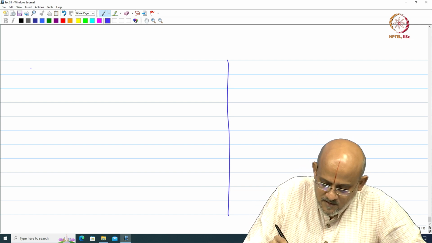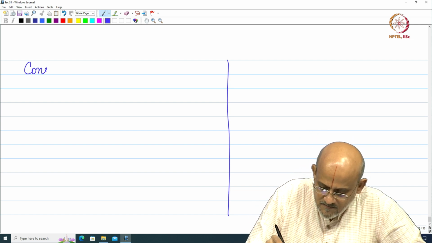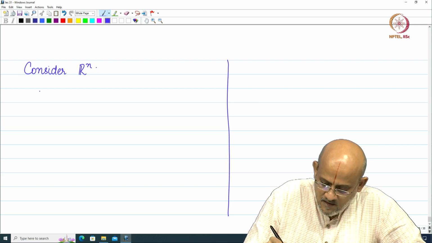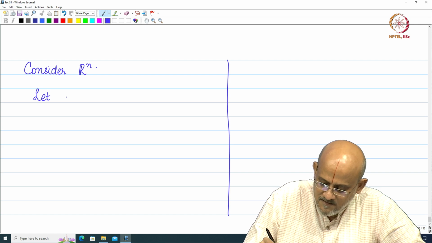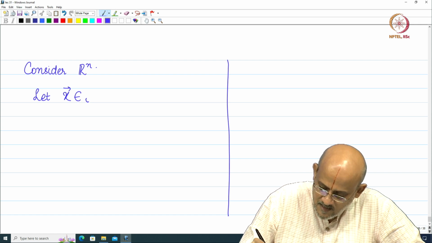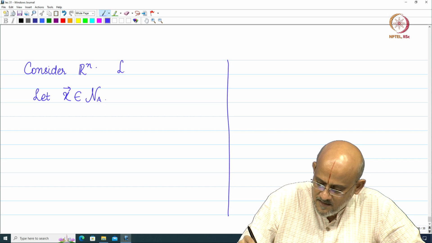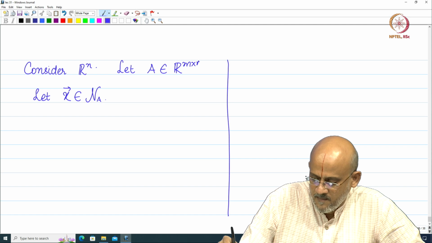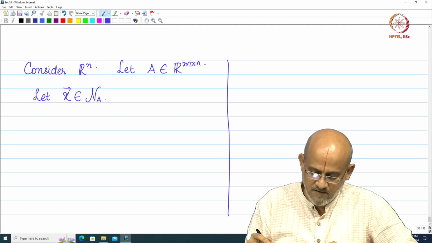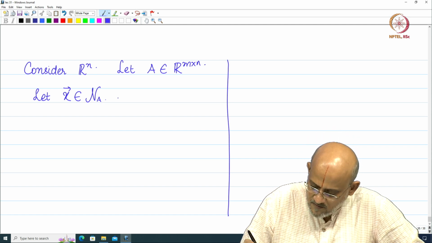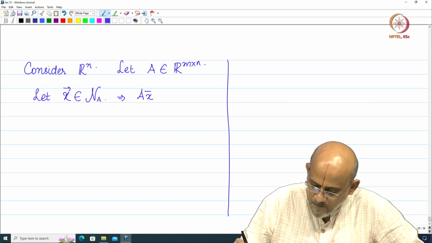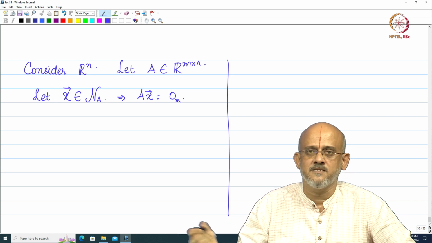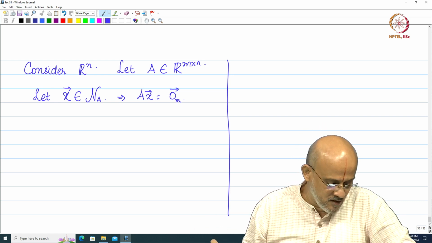So, what you do is, let us look at this. Consider Rn, so let x be an element of the null space of A, and let A be an element of R m by n. So, let x be an element of the null space of A. That means what we know? We know that this implies Ax is equal to the 0 vector, which I will say is 0 m. Basically, it is the m component 0 vector.